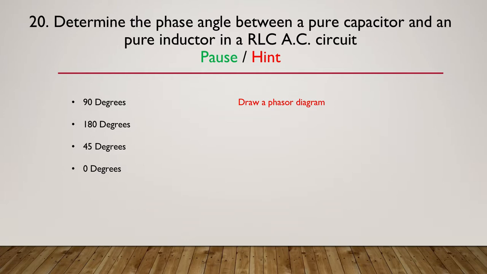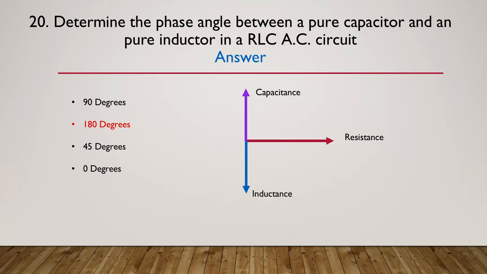So let's now move on to the answer. I've drawn a phasor diagram here for us. Resistance is always on the reference. Capacitance leads the reference by 90 degrees and inductance lags it by 90 degrees. But the relationship between the capacitance and the inductance, you can see it here, is 180 degrees.